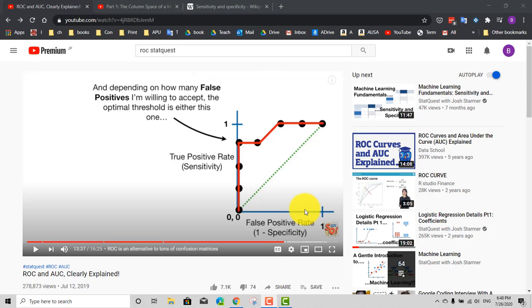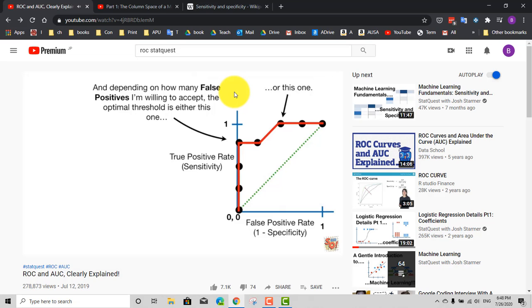So if you don't want any false positives, then you would choose this one. But if you're willing to accept some false positives, then you could choose this one. So like he says, depending on how many false positives I'm willing to accept, we would choose either this one or that one. The optimal threshold is either this one or this one.